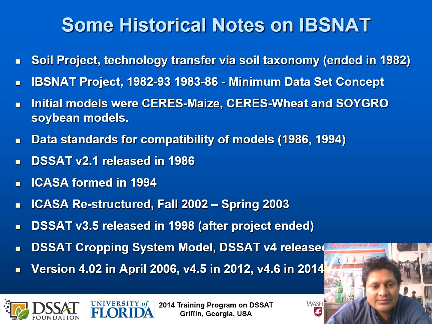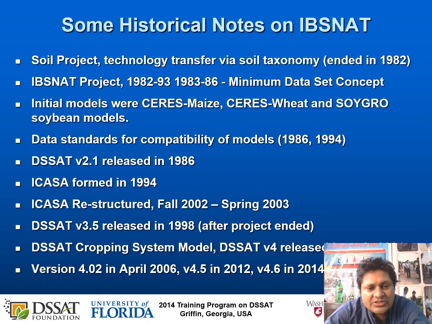Some information related to this project: the soil project, technology transfer via soil taxonomy, ended in 1982. Then the IBSNAT project started in 1982 and ran until 1993. From 1983 to 1986, it also introduced the minimum data concept. About the minimum data concept, I will introduce this in the next lectures. These concepts describe what kind of minimum data is at least required to run models.